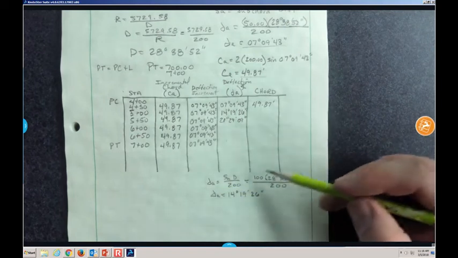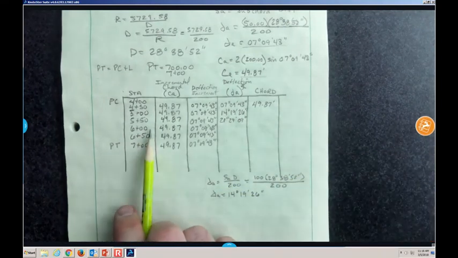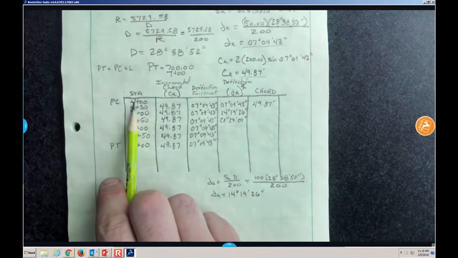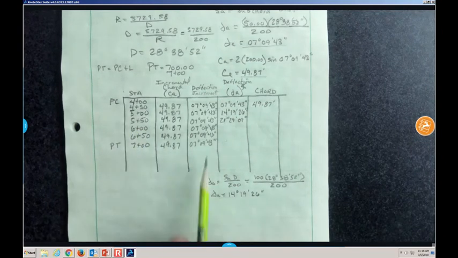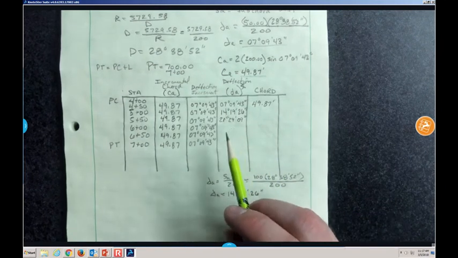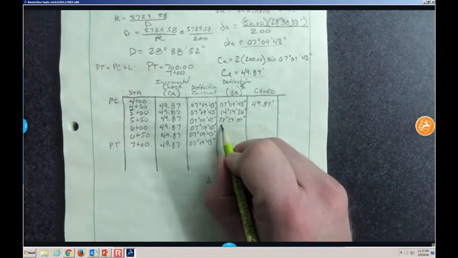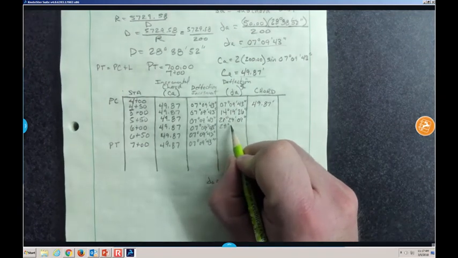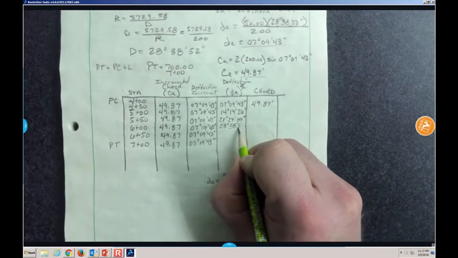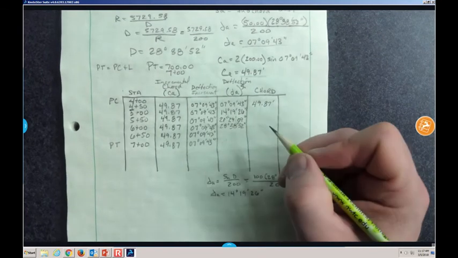Same thing, but now it's going to be times 200 because we're figured out for 6 plus 00. 6 plus 00 is 200 feet from the PC. So you're going to use 200 here instead of 100 to figure out this one. 28 degrees, 38 minutes, 52 seconds. Anybody concur with that? Yes.